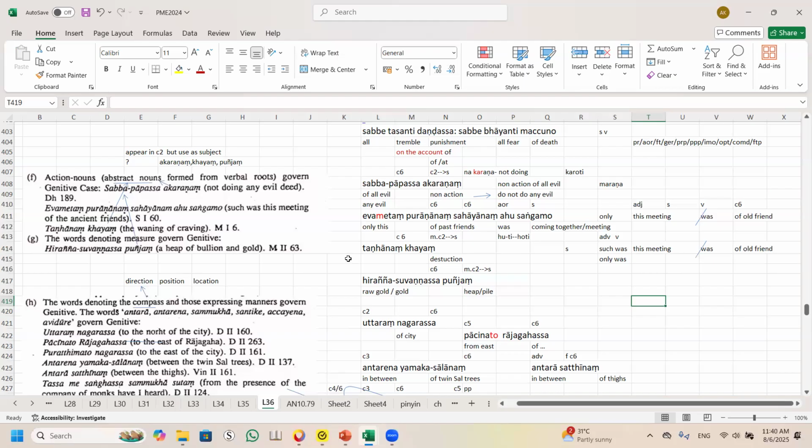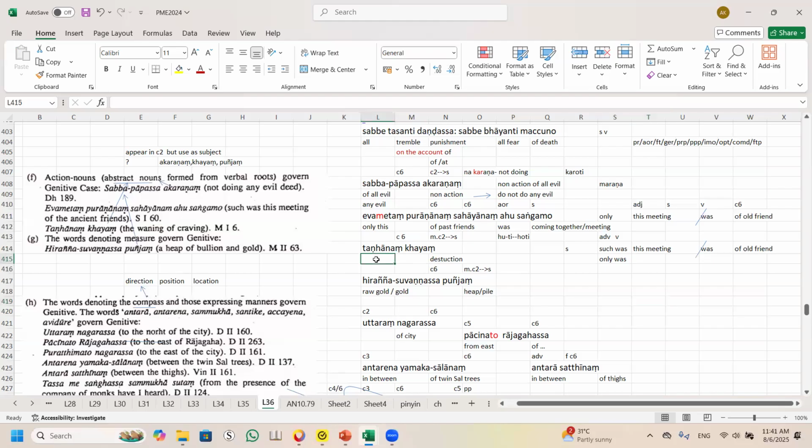If you look into the Paticca Samuppada, that means the 12 dependent links, it goes from Salayatana paccaya phasso, contact; phasso paccaya vedana, vedana paccaya tanha, tanha paccaya upadana. So that means he is talking about craving.